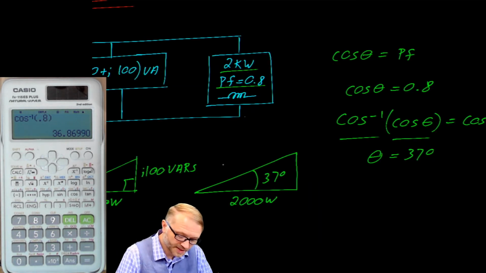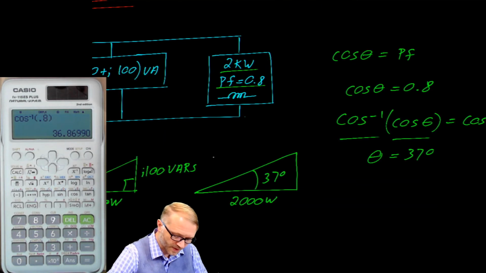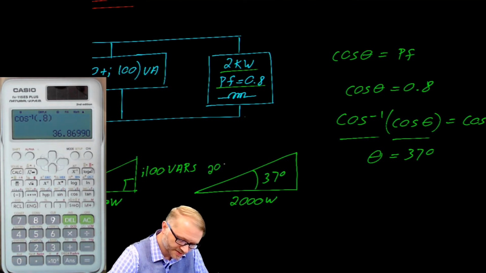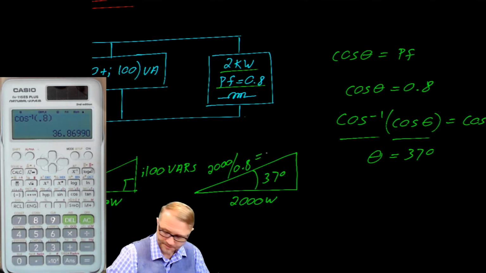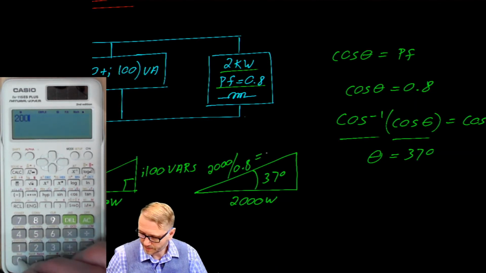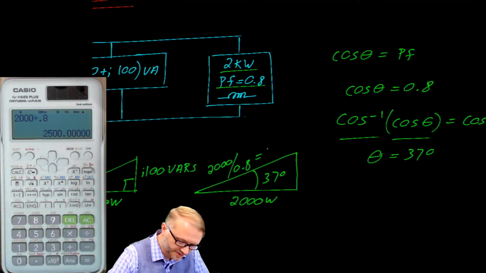Now, we also said that power factor was the ratio of the hypotenuse to the adjacent side, which means you could take the number 2000 and divide it by 0.8, which gives you 2500 VA.